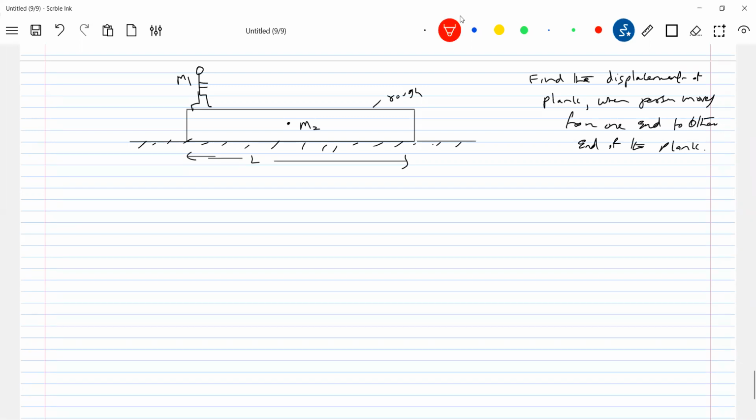So how will the friction force act on this person? Like this, as he starts moving, and the friction force on the plank like this. So what will happen to the plank altogether? The plank will undergo displacement.